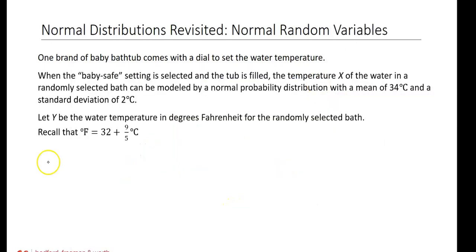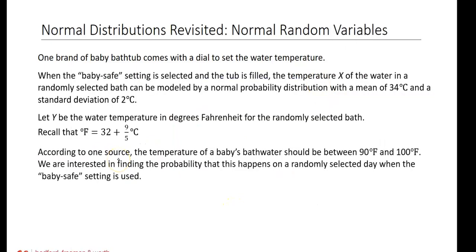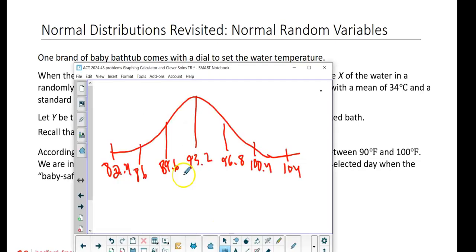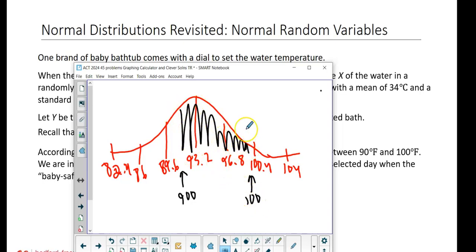Okay, now let's see what the question is. We want to get the bathwater between 90 and 100 to be baby safe. So between 90, somewhere in here, and 100, somewhere in here. So we're shading in between there. So that's where we want.